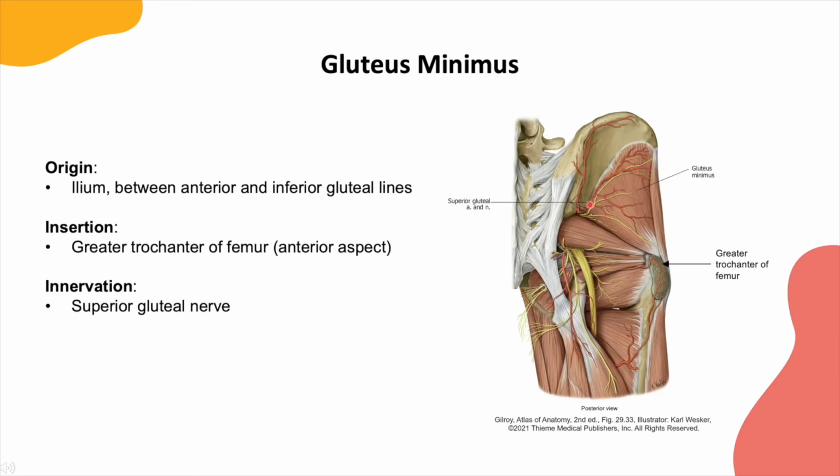Deep to gluteus medius is gluteus minimus, which originates on the ilium between the anterior and inferior gluteal lines. Gluteus minimus travels distally and laterally to insert on the anterior aspect of the greater trochanter of the femur. Gluteus minimus has the same innervation and blood supply as gluteus medius, seen in the previous slide, which was the superior gluteal nerve and arteries, respectively.